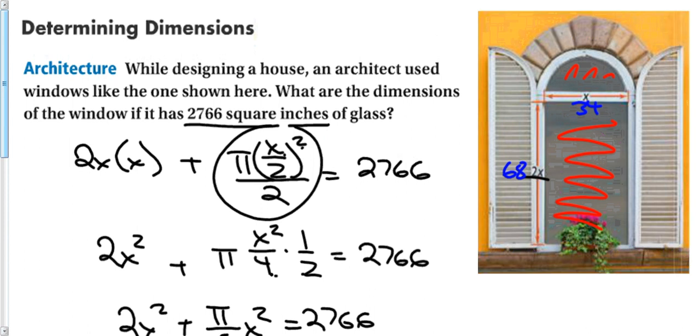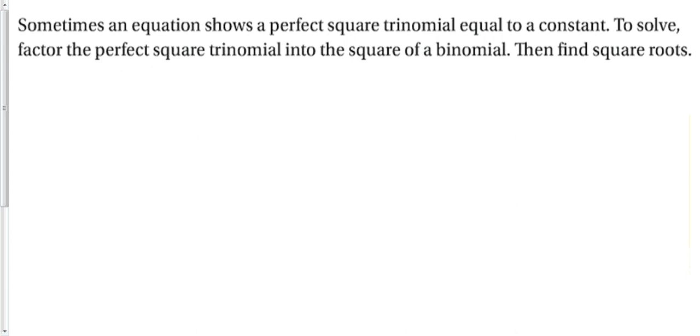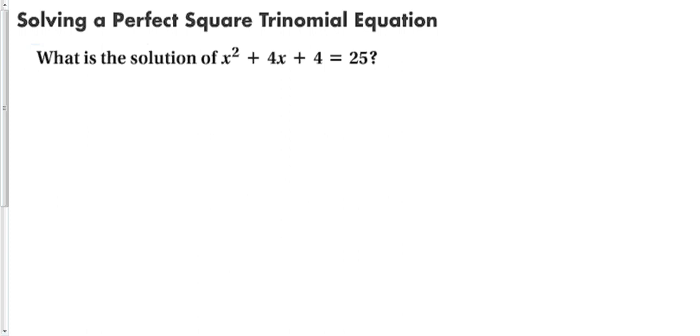Next, sometimes in an equation we have a perfect square trinomial equal to some sort of constant. To solve this, factor the perfect square into the square of a binomial, then find the square roots. So what that means is if I recognize that I have a perfect square trinomial, I can factor it, take the square root of both sides, and solve. Like this problem right here.